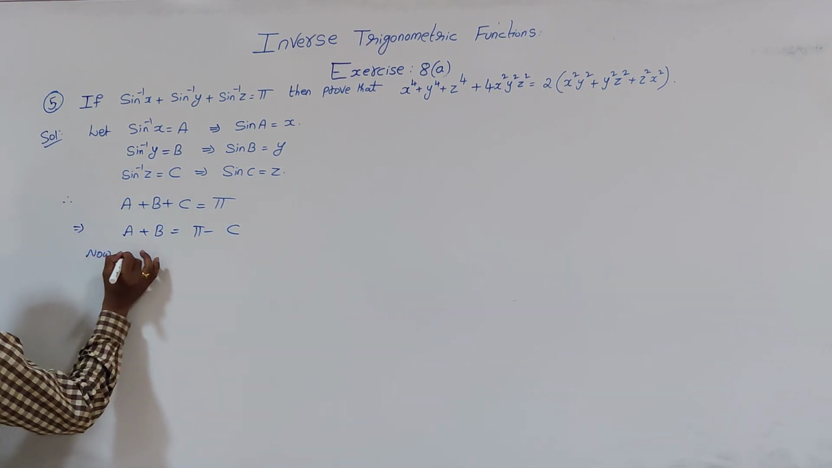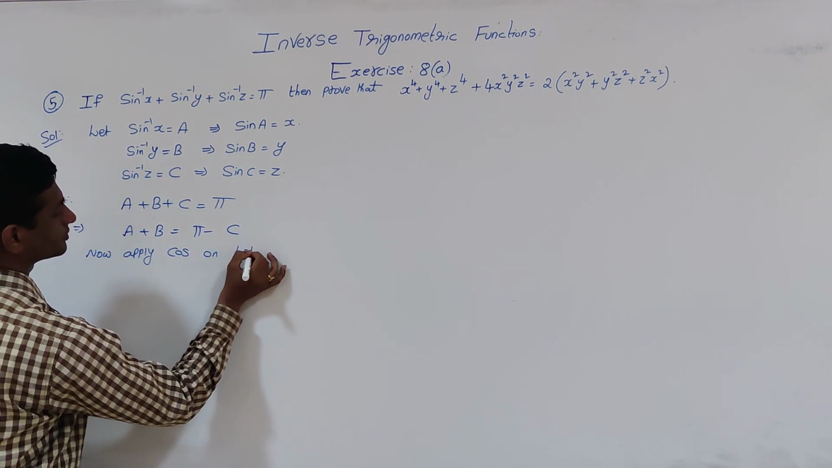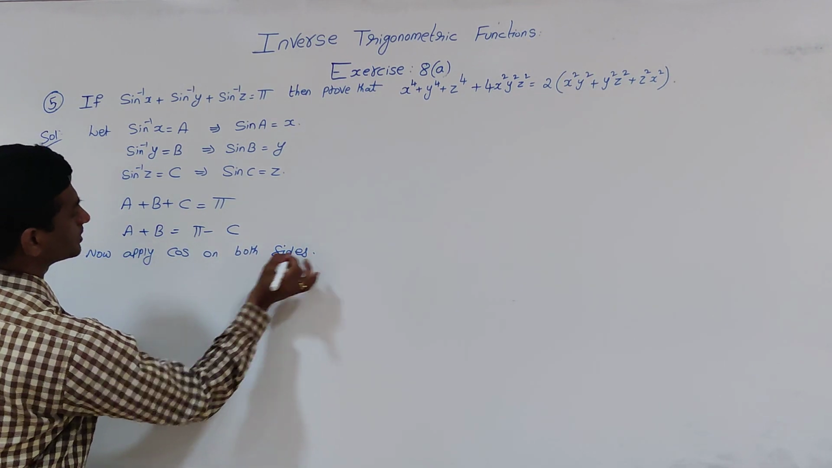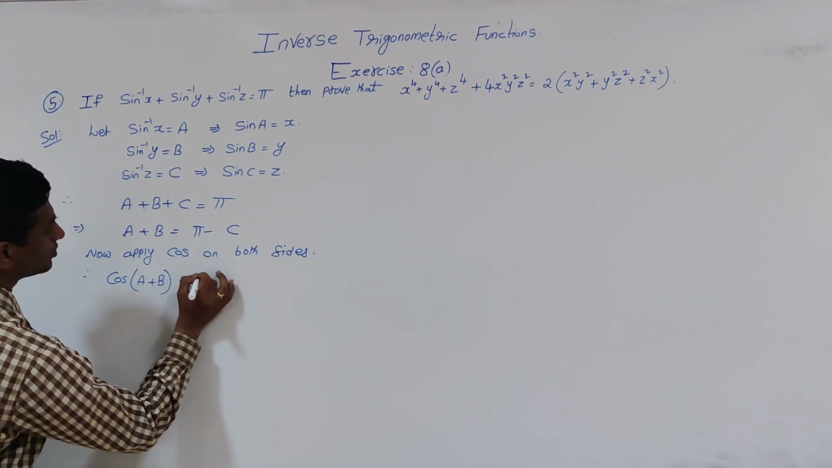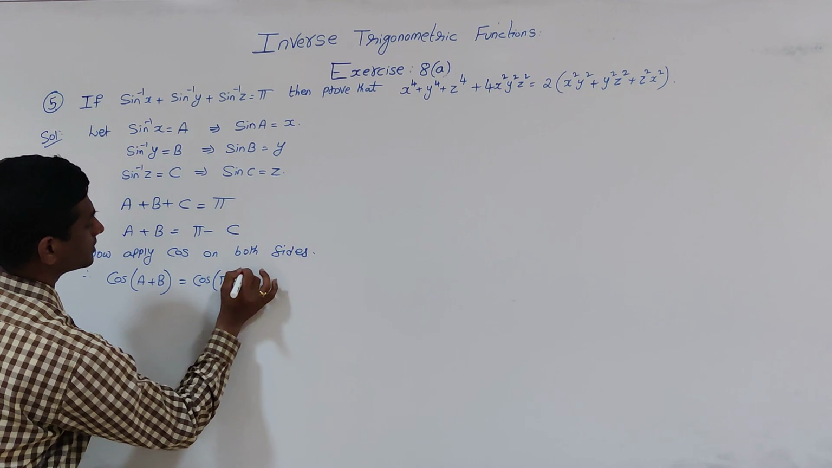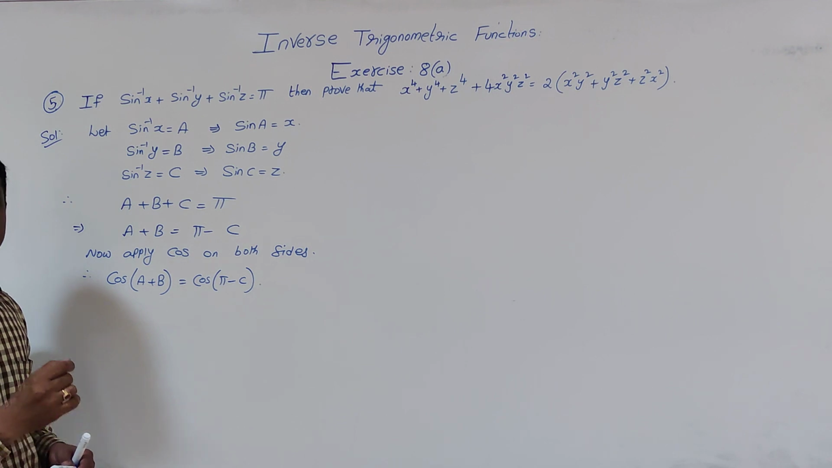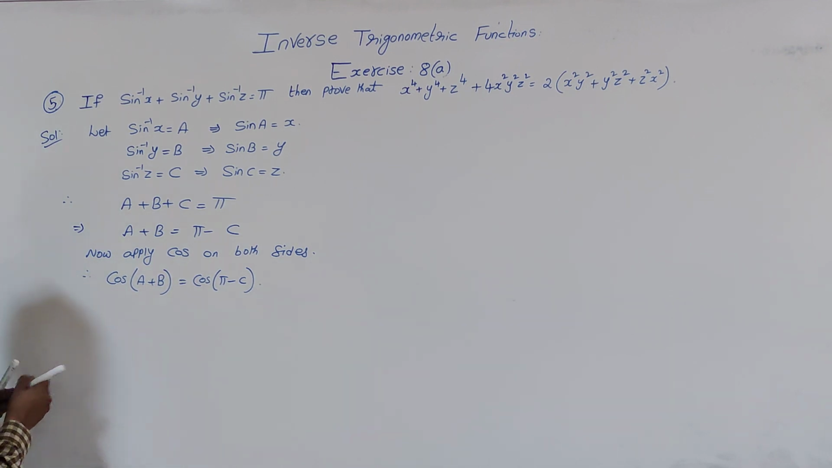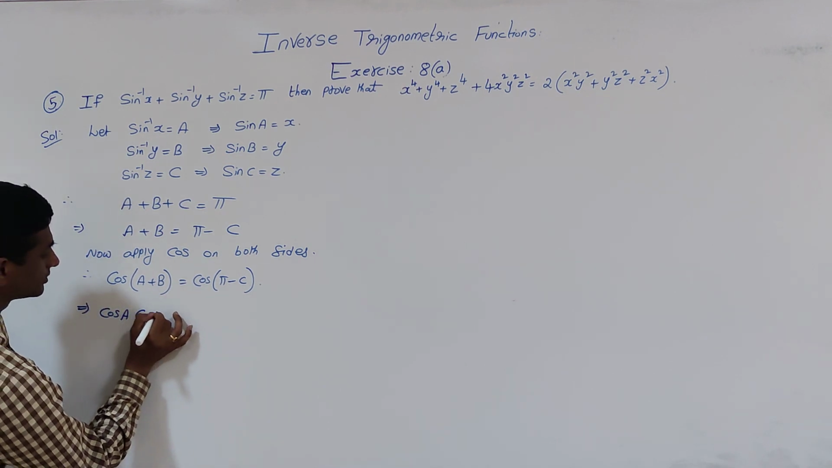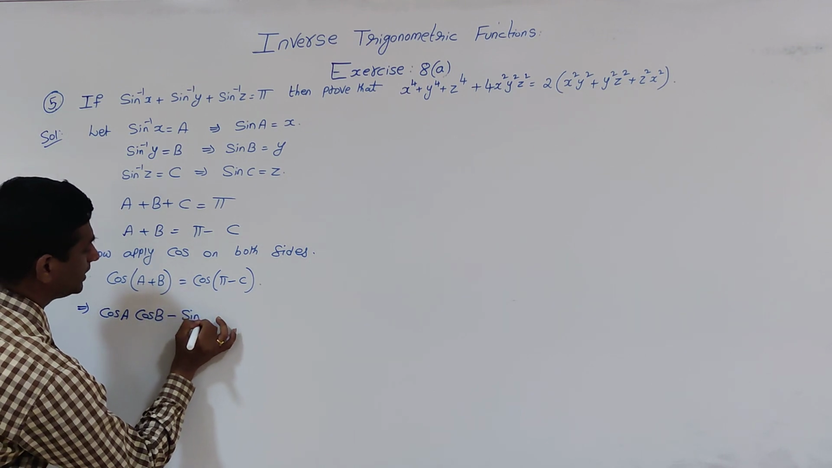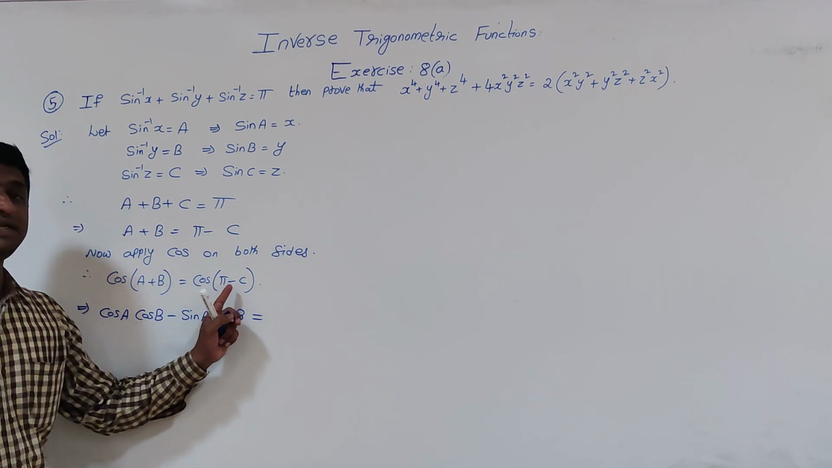Now apply cos on both sides. Therefore cos of A plus B is equal to cos of pi minus C. But what is cos of A plus B? Cos A cos B minus sin A sin B. So we'll write the formula: cos A cos B minus sin A sin B is equal to cos of 180 minus C.